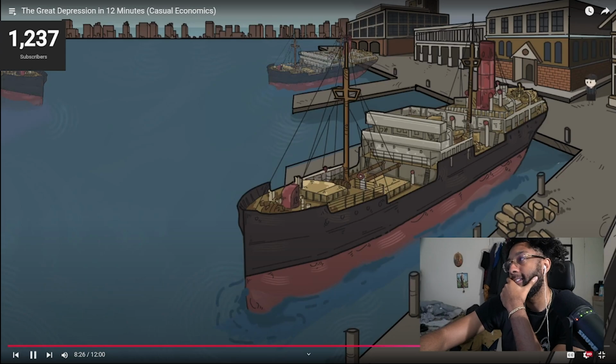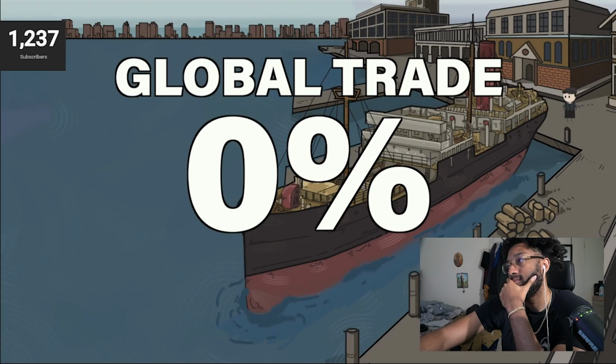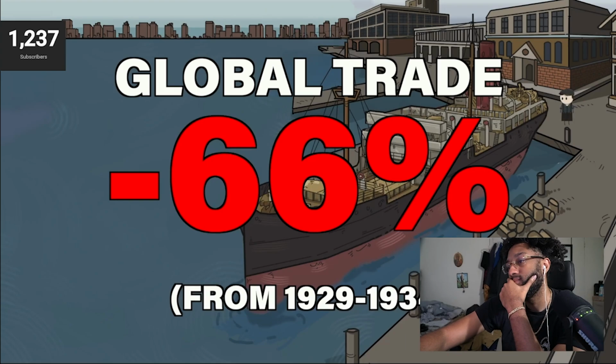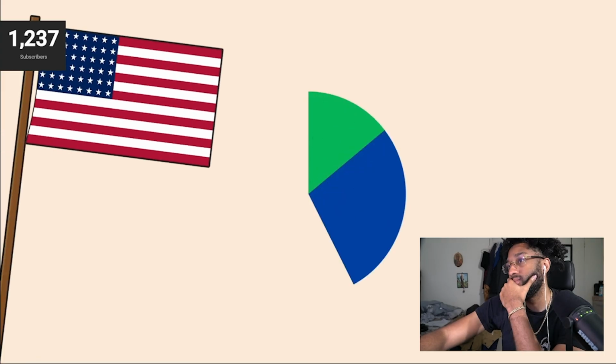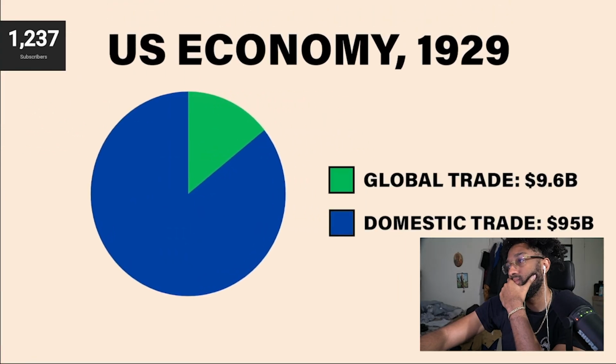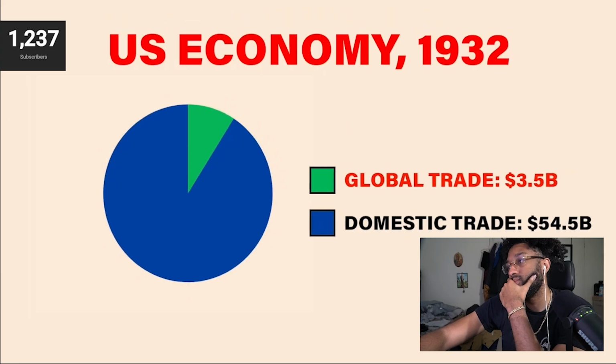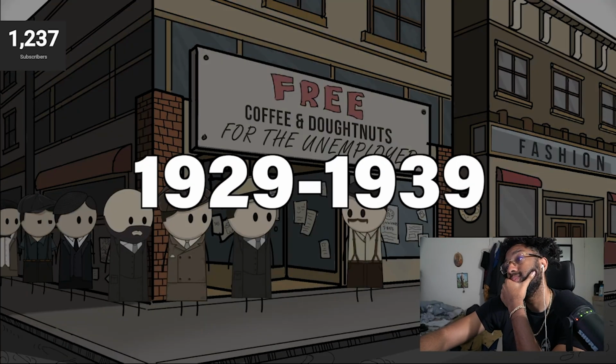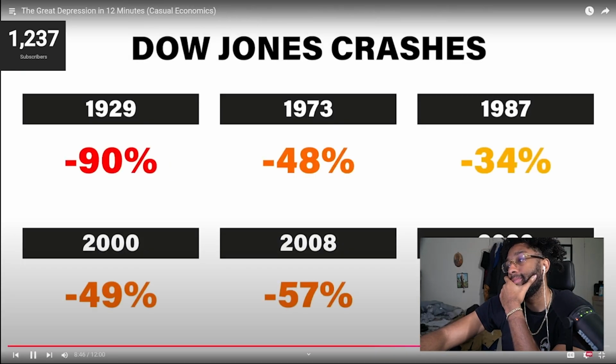Global trade would plummet even further from this, declining 66% worldwide from 1929 to 1934. Global trade was a relatively small piece of the American economy at the time, but this policy only made things worse. In total, the Great Depression would last over 10 years and mark the worst economic downturn in the history of the modern world.